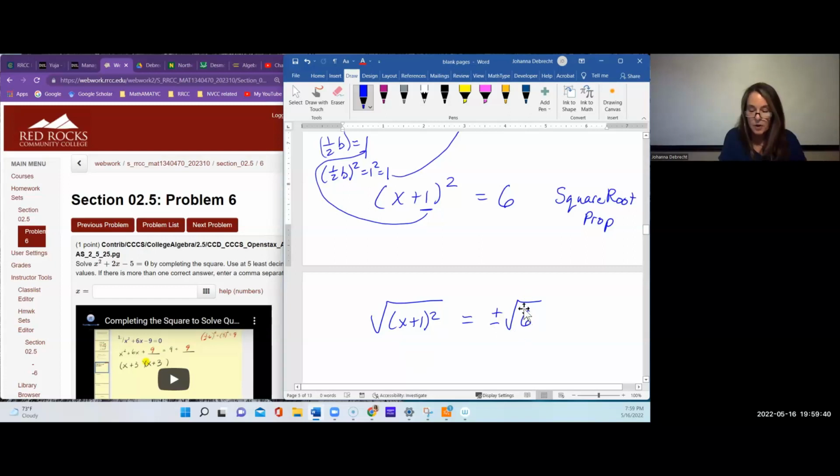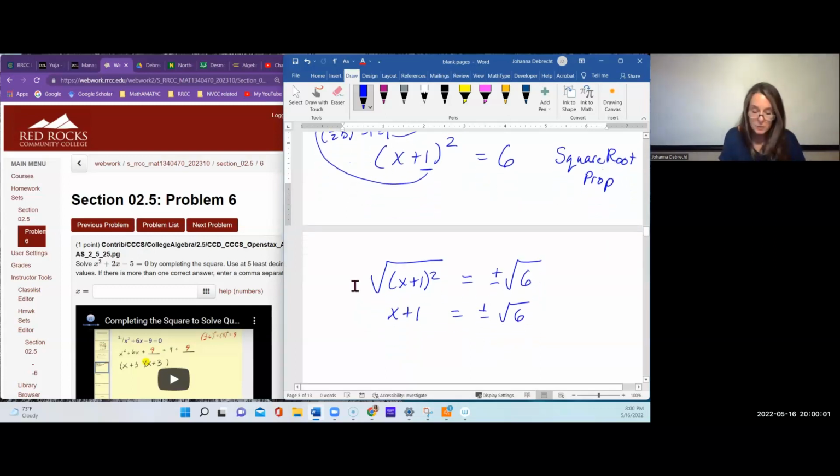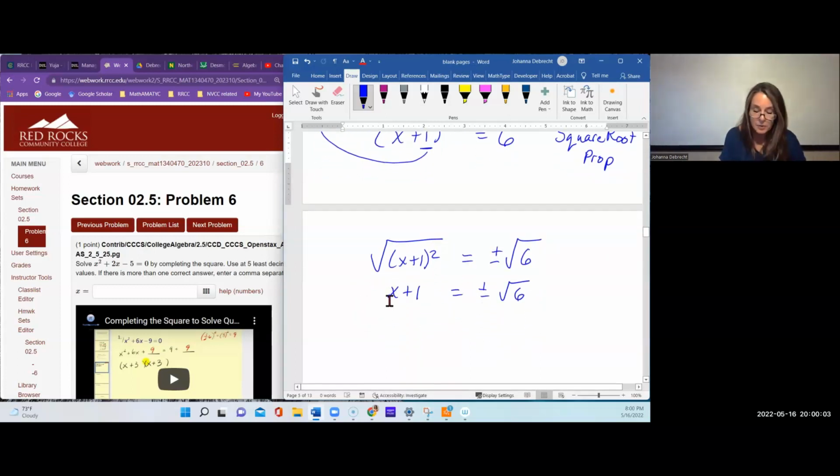This time, the number on the right is not a perfect square, so the radical is not going to disappear. These numbers are real. They are on the number line. They're just not rational numbers or integers. Now let's take a look at what we get on the left. We get x plus 1 equal plus or minus the square root of 6. The next thing we need to do is isolate the variable term, which is x.